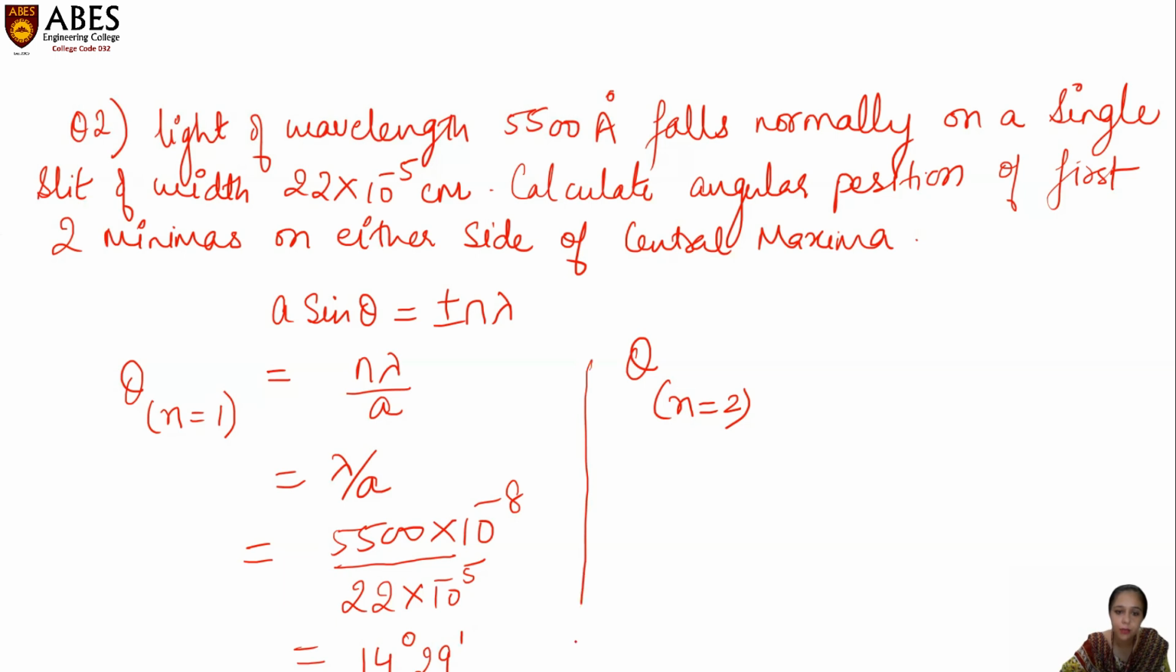Similarly, θ for n = 2. The formula will be changed. It will be 2λ/a. This is almost twice of θ1, so it will come out around 30 degree. So this formula a sin θ = ± nλ is basically for single slit and it is a minima case. So we have to remember it. We don't have to get confused with N slit or grating. That part has different formulas.